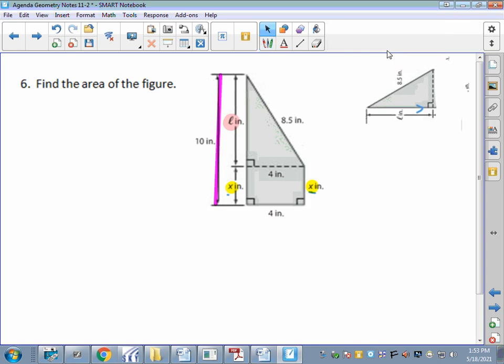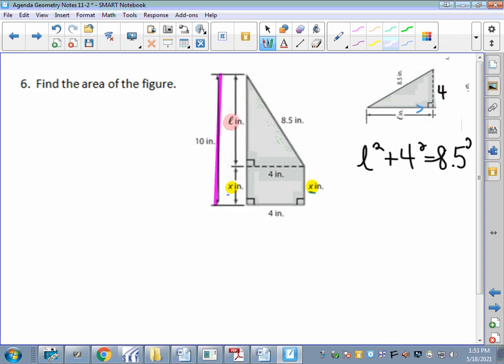Oh, except I erased my 4. I think there was a 4 right here on this dotted line. Do you see that I could do Pythag if I use that right triangle that is the top portion? I turned it sideways here. So L squared plus 4 squared equals 8.5 squared. I can do myself a quick problem. So I'm going to do L squared plus 16 equals whatever that is. I'm going to just jump ahead, check my math, make sure I'm right. I'm going to say that L is equal to 7.5.